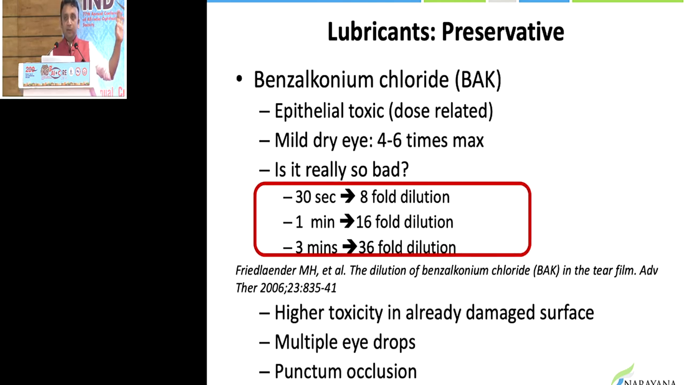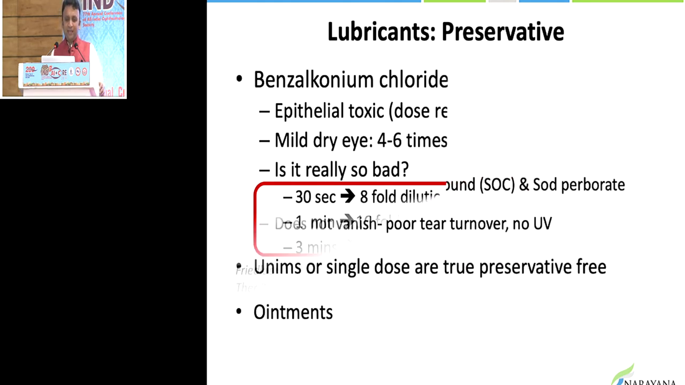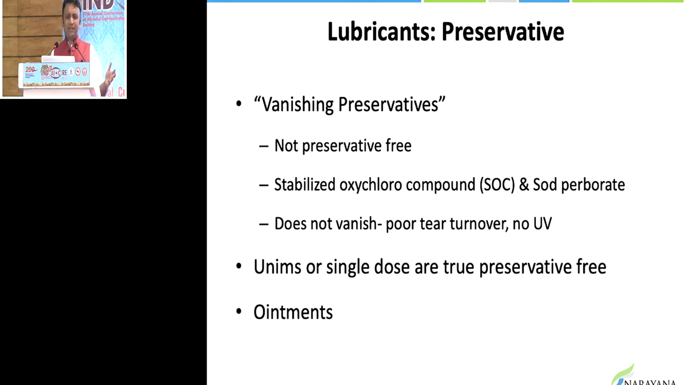Also look at the dilution. When we put a drop, after 30 seconds, the benzalkonium chloride gets diluted by 8 folds, and by 3 minutes, it's diluted by 36 folds. It's a very meager amount which is going to be on the surface. So if the ocular surface is healthy, and you're putting a drop 4 to 6 times, is it as bad? Well, I won't call it bad. So though we love to hate that, it's not as bad as we thought. But yes, certainly, I won't like anything toxic in my ideal lubricant.